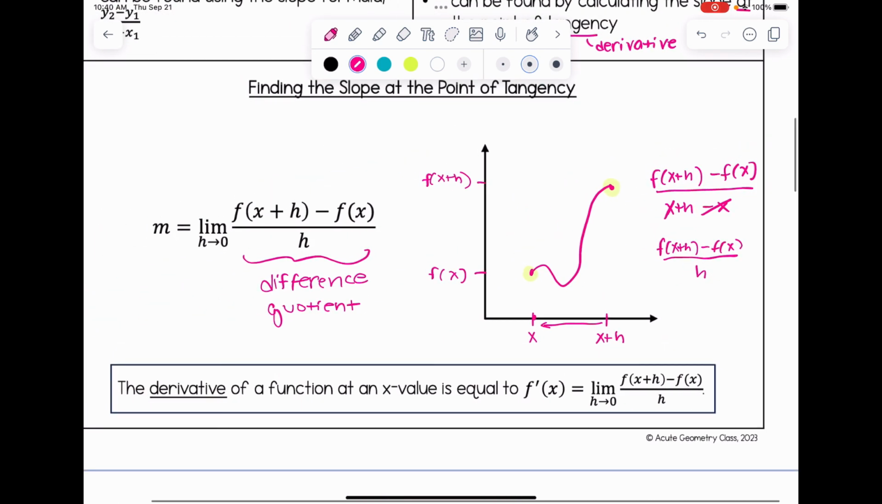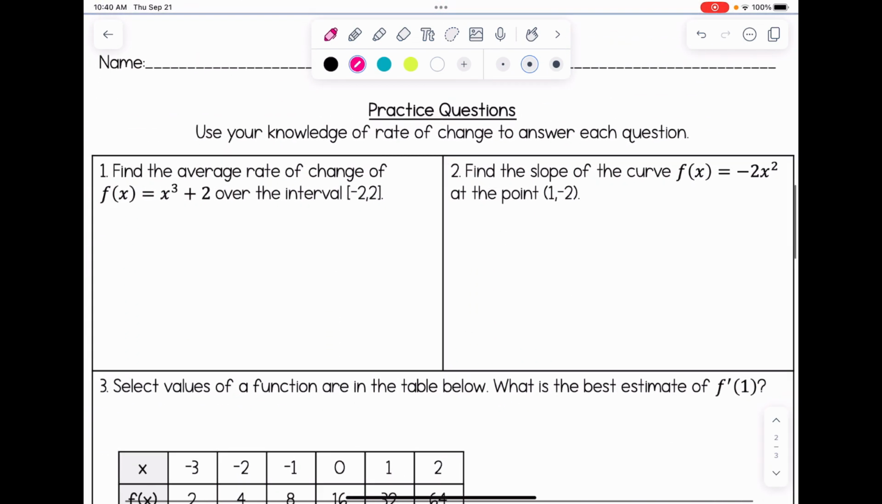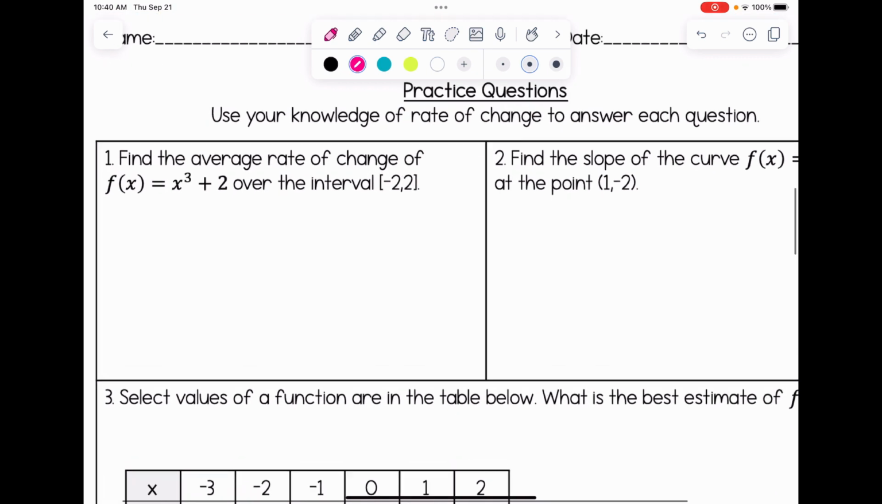And to put this all together, in this box here, it says the derivative of a function at an x value is equal to, this is called f prime of x. That's how we read that, f prime of x is equal to the limit as h approaches 0 of the difference quotient. All right, let's practice using all of this information to answer some questions. So it says, use your knowledge of rate of change to answer each question. All right, let's take a look at number 1 here.